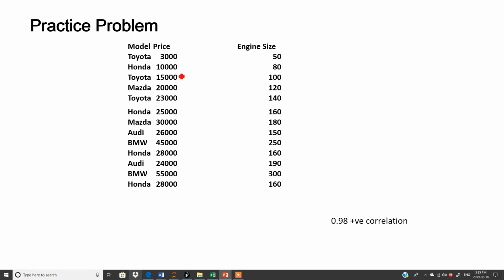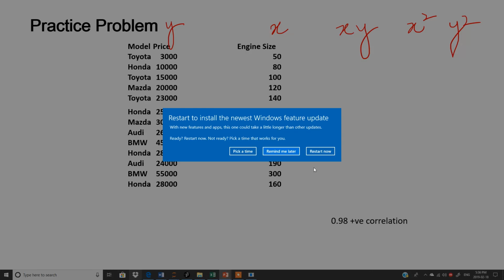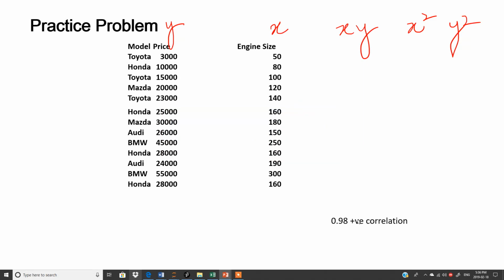And then I have made one more practice problem for you. This is the engine size. Engine size is independent, so this is the x. Price depends on the engine size. This is y. You have to make 3 more columns like this, right? Make the total, put the values, and at the end your graph will be like this. There will be a few points which are not on the line. You have to find out the correlation coefficient. The answer should be 0.98. It is a strong positive correlation.